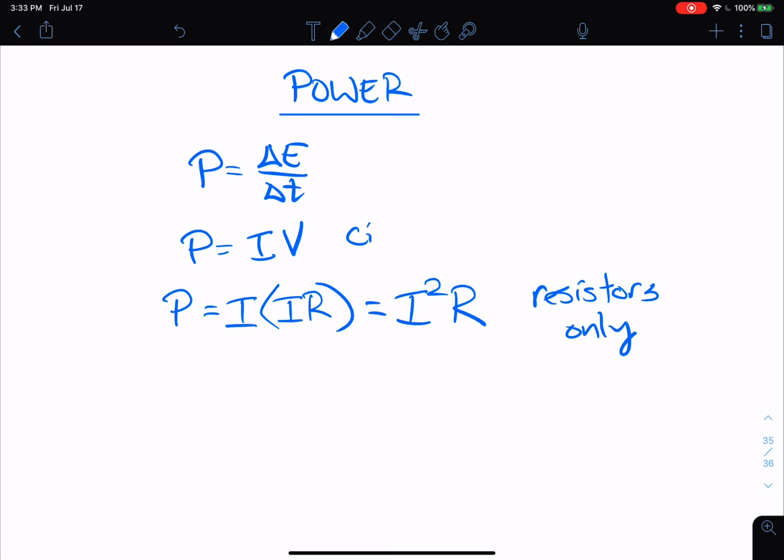So this is for circuits and any device. And this is always true up here. But this last one, this is resistors only.